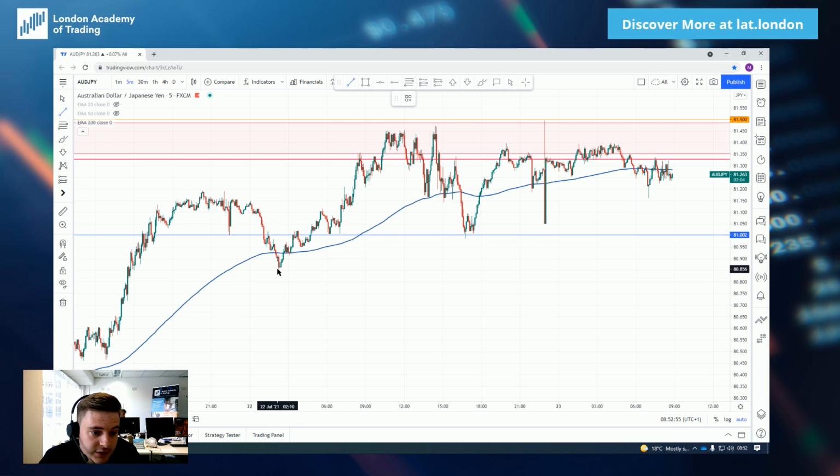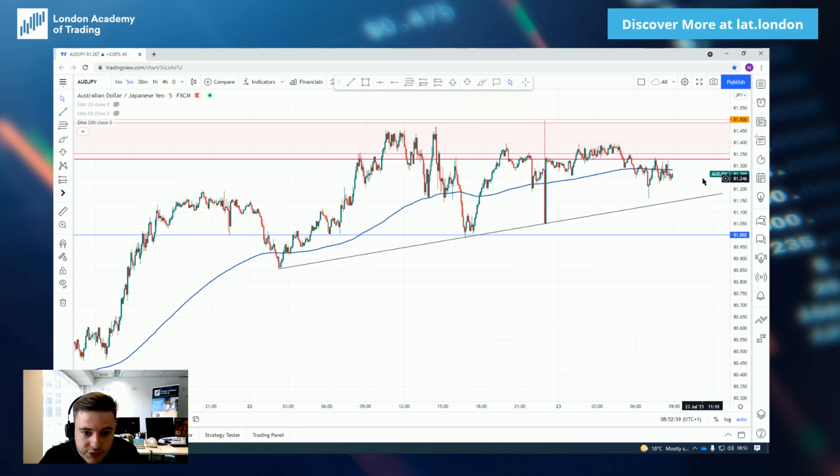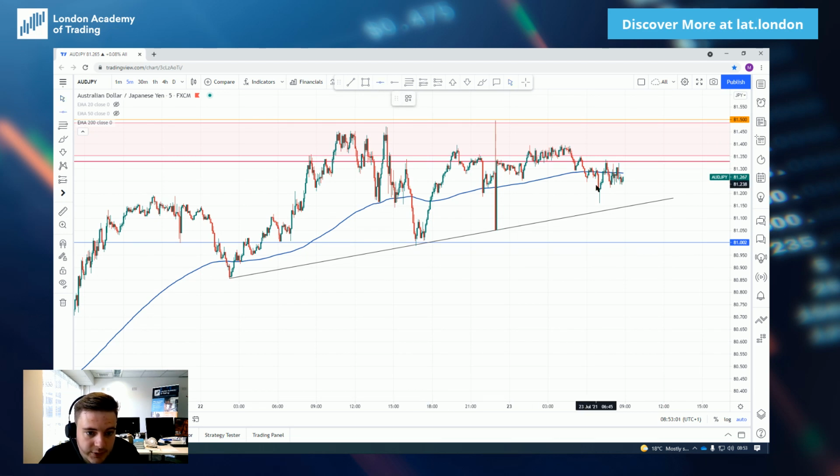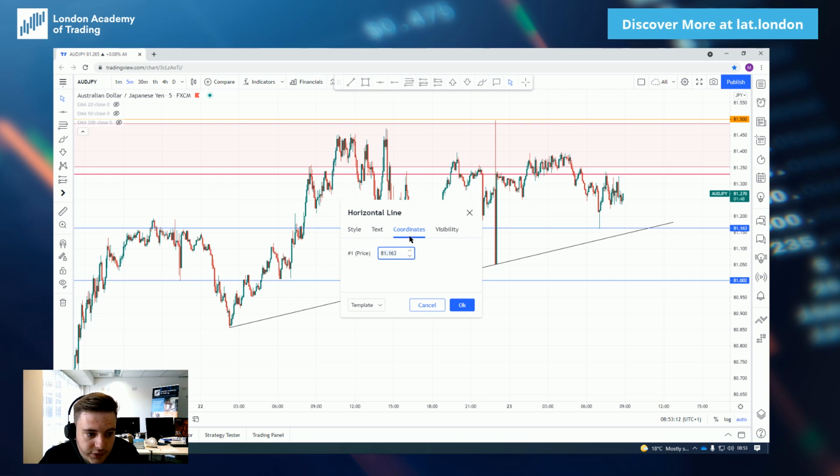You can get a nice little three touch trend line across here. An opportunity to sell through that. I think we can get a horizontal across here, nice level of support. Get a touch here, get a couple of touches here, and we can have a couple of touches here. Gives us a nice level to sell through.